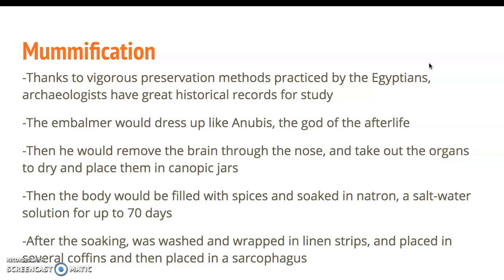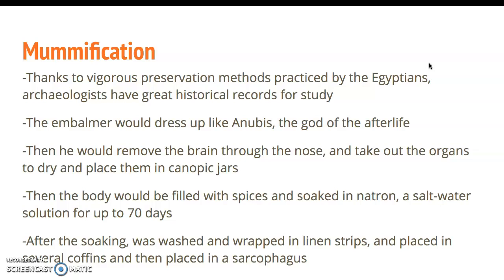But we got mummification. Thanks to the vigorous preservation methods practiced by the Egyptians, archaeologists have a great historical record for study. The embalmer would dress up like Anubis, the jackal-headed god of the afterlife. Then they would remove the brain through the nose, take out the organs to dry, and place them in canopic jars. I have a couple really cool reading activities and worksheets for you guys to kind of break this down step by step. Then the body would be filled with spices and soaked in natron, which is a saltwater solution, for up to 70 days, to brine and dry out the skin, keep it from decomposing.